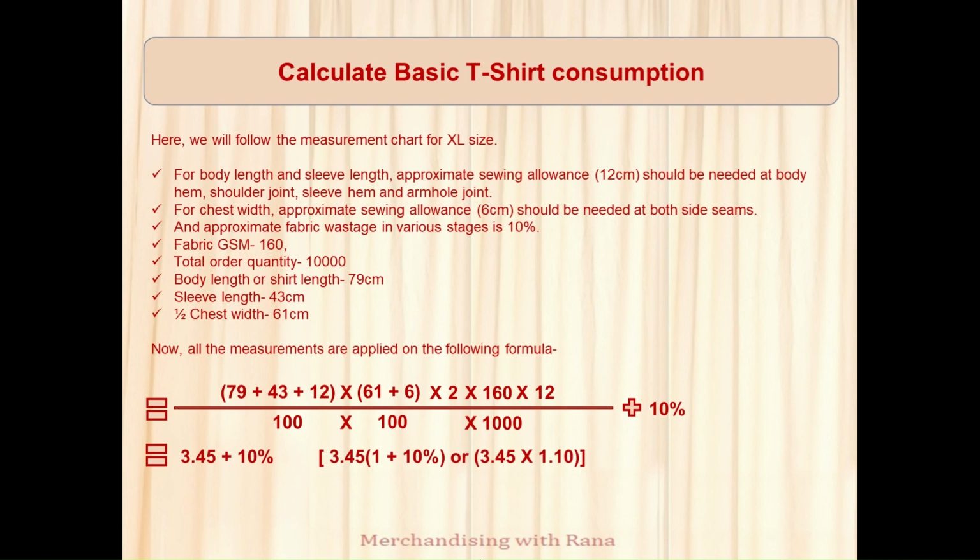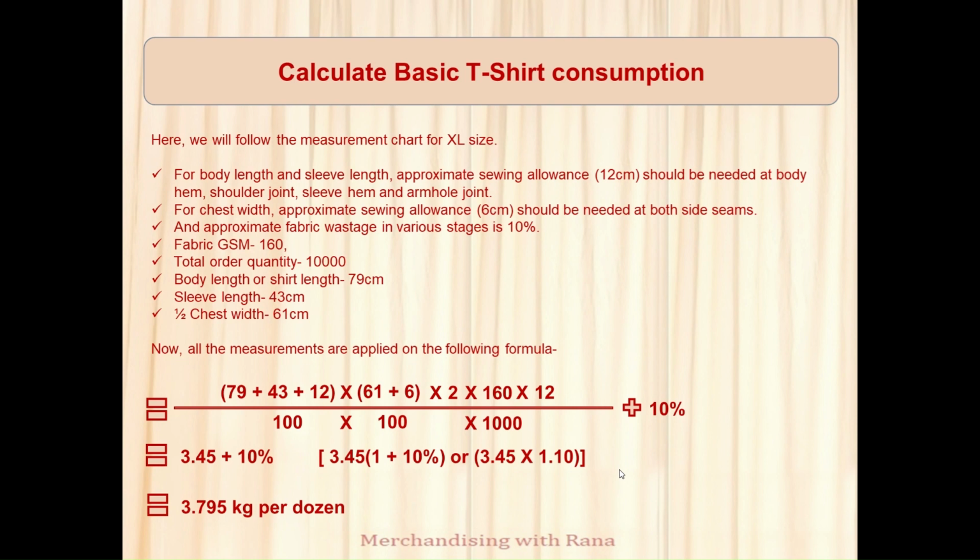If you calculate with a calculator or Excel, you will find that 3.45 kg is my consumption, and you need to add this 10% wastage. So how will you add 10%? 10% means 10 by 100, it will be 0.1. No, you need to get 10% of 3.45 by the formula I have shown here. Either 3.45 into 1 plus 10%, or 3.45 into 1.10. So finally you will get 3.795 kg per dozen.